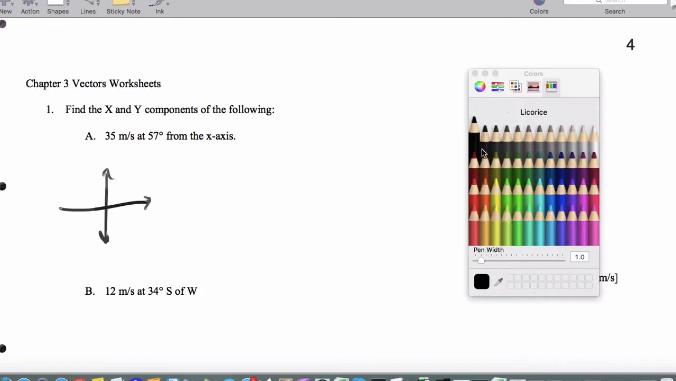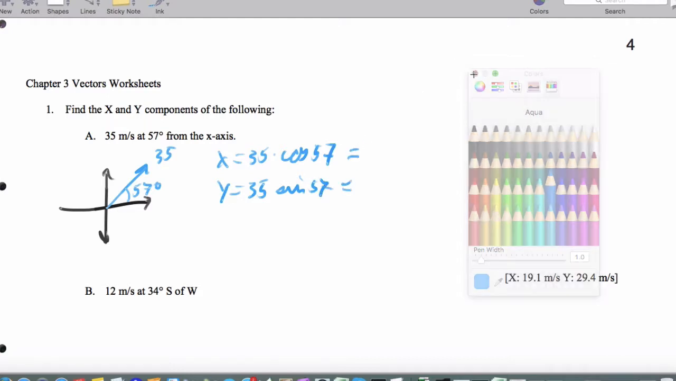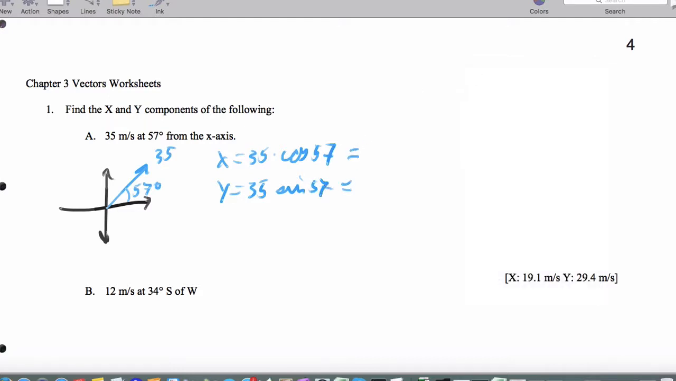So we have here a vector pointing in this direction, like this, 35 at 57 degrees. And so when we write down its x component, the x component is going to be 35 times the cosine of 57, and the y component is going to be 35 times the sine of 57. And when we go ahead and solve, when I put it in my calculator, I end up getting about 19.1 meters per second and 29.4 meters per second on the units.